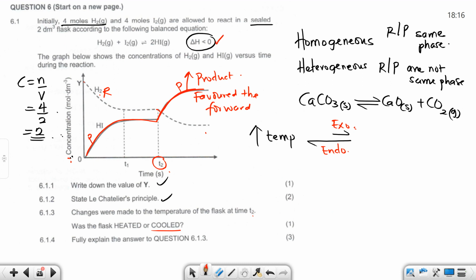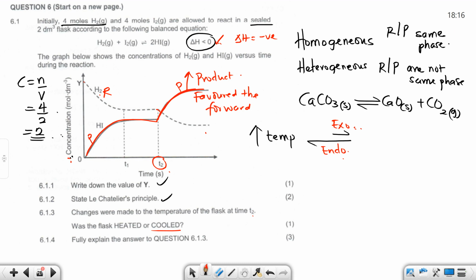They gave you this. What does that mean? The forward is what? Exo. And the reverse is what? Endo. It's there. Or they tell you it is what? Negative. They'll give you an idea, so you'd know which one is exo, which one is endo.